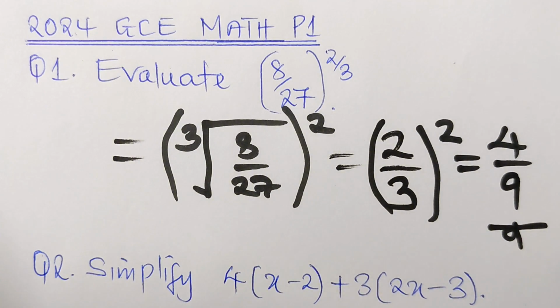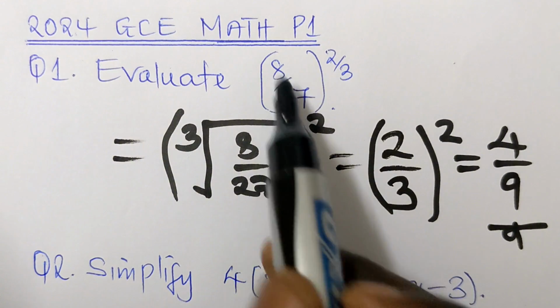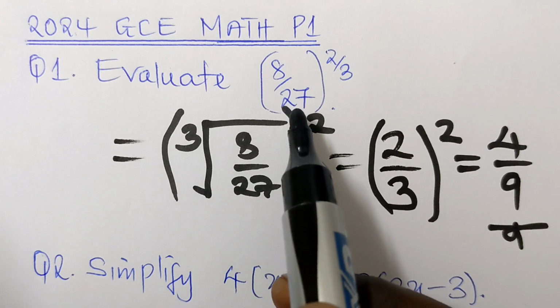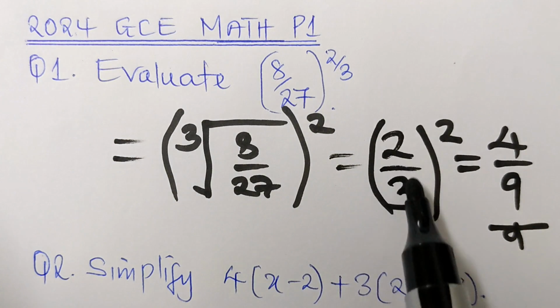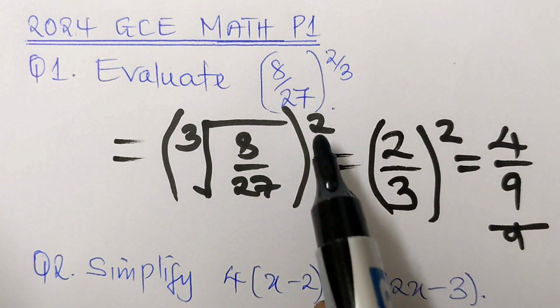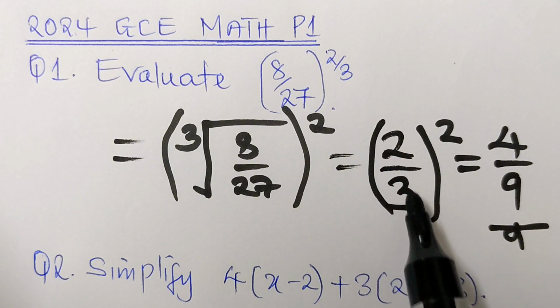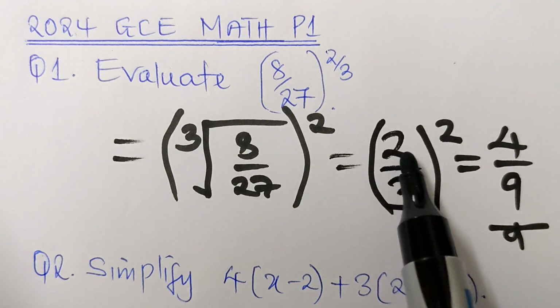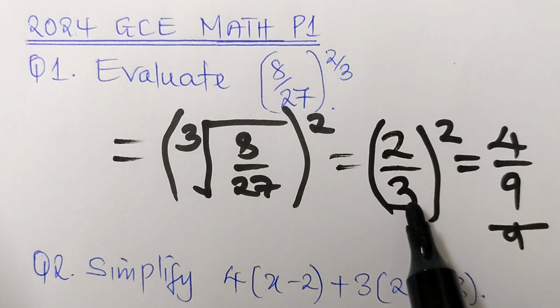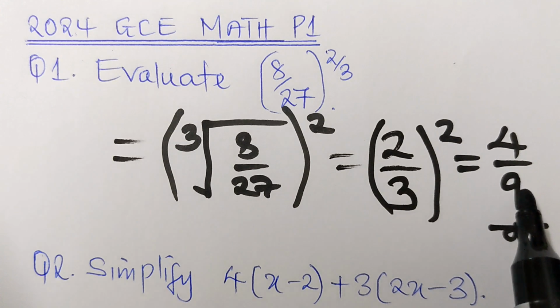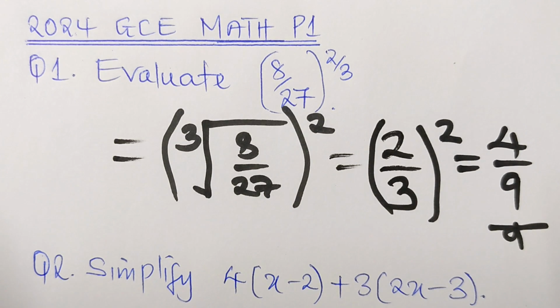So what we did first is cube root of 8 and 27, which gave us 2 over 3, and then square the result, which is 2 over 3. So square of 2 is 4, the square of 3 is 9. So 4 over 9 is our answer on the first question there.